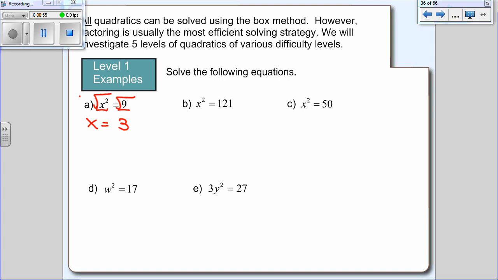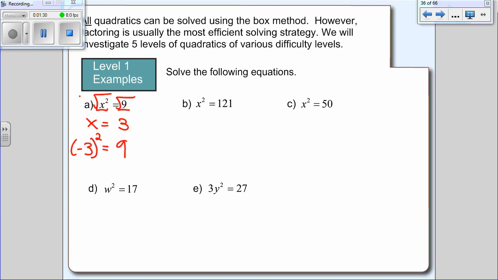Okay, positive 3 is called the natural root. So it is what we've always learned. But there's also a second answer to this question. And I'm going to show you that second answer by just using logic. So 3 squared equals 9, correct? So we know that answer worked. What if I had negative 3 squared? What would that equal? It would also equal 9. So that means that 3 is the right answer, but negative 3 is also the right answer.